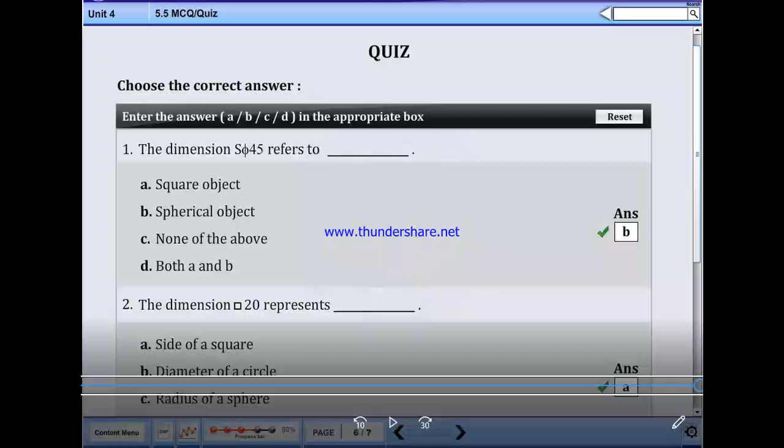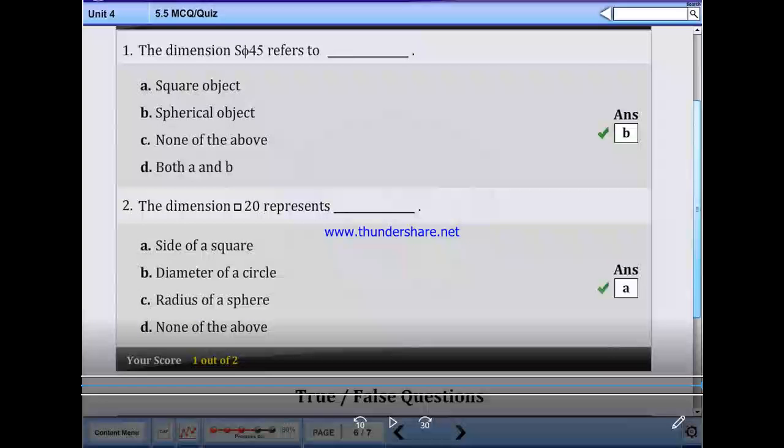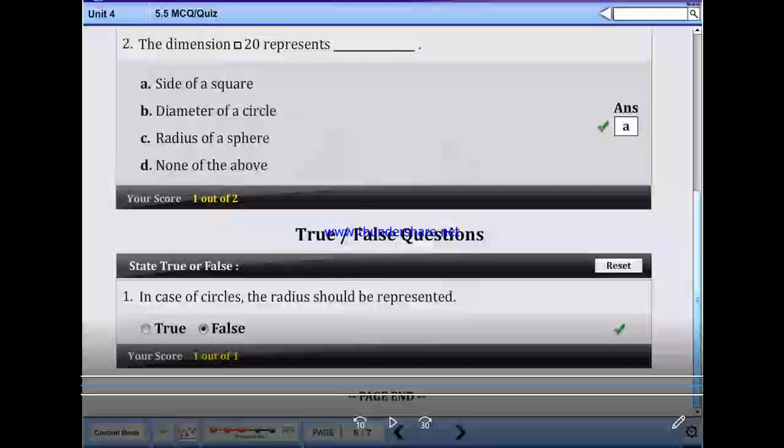Here, square object and none of the above are both of A and B. So the answer is spherical object. Dimension rectangle 20 represents the side of a square, dia of a circle, or radius of a sphere. So here it will represent the side of a square. Now, in case of circles, the radius should be represented. Is it true or false? It is false.